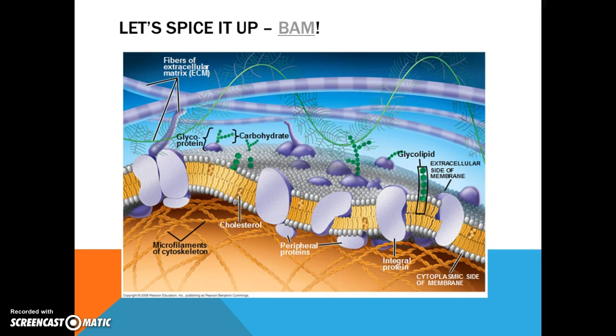Here we can see even more things. Looks like there is a cytoskeleton immediately beneath the surface. So we got our cytoskeleton down in here. Glycolipids attached to the surface. Carbohydrates attached to some of the proteins. And we have different types of proteins. We can see some of them here. We have peripheral proteins, integral proteins. There's a few others as well, glycoproteins up here.